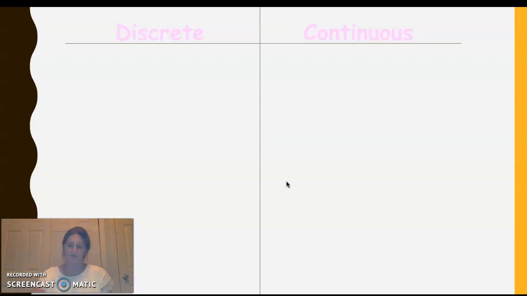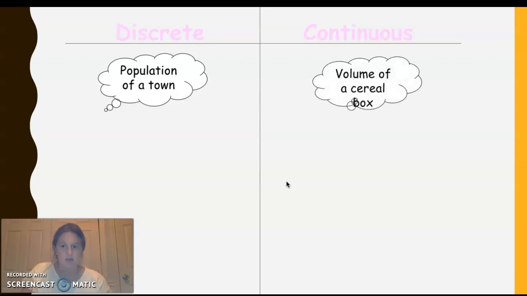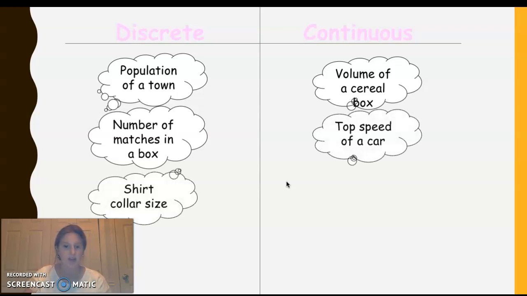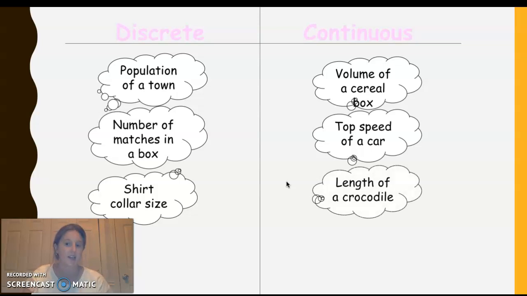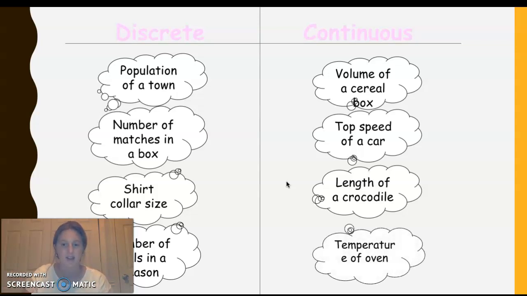Here's our T-chart. We have discrete variables on the left, continuous on the right. Population of a town, talking number of people. Volume of a cereal box, volume, length, continuous. Number of matches in a box, takes on a specific number. We're not having half of a match. Speed, top speed of a car, right, can keep being broken down. Your shirt collar size, kind of like your shoe size. The length of a crocodile is continuous, length again. The number of goals you score in a season, you're not scoring 3/4 of a goal, you either score or you miss, right? And temperature again, continuous.